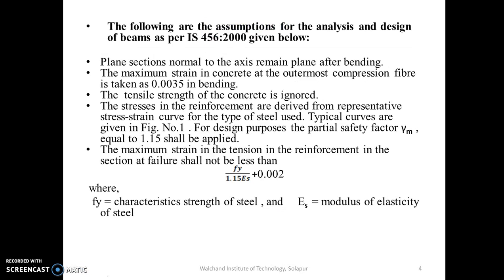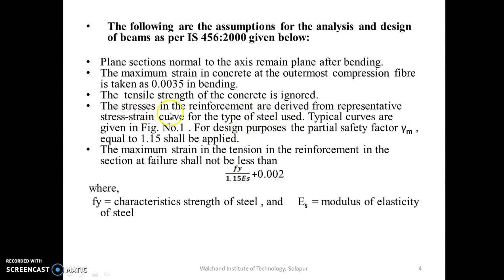The following are the assumptions for the analysis and design of beam as per IS 456-2000. The plane section normal to the axis remains plane after bending. So this is a general assumption which we make in theory of simple bending. The maximum strain in concrete at the outermost compression fiber is given as 0.0035 in bending. So this is maximum strain allowed in concrete. The important assumption is the tensile strength of concrete is ignored. Concrete is very weak in tension, therefore its strength is totally ignored. It is not at all considered for analysis and design.